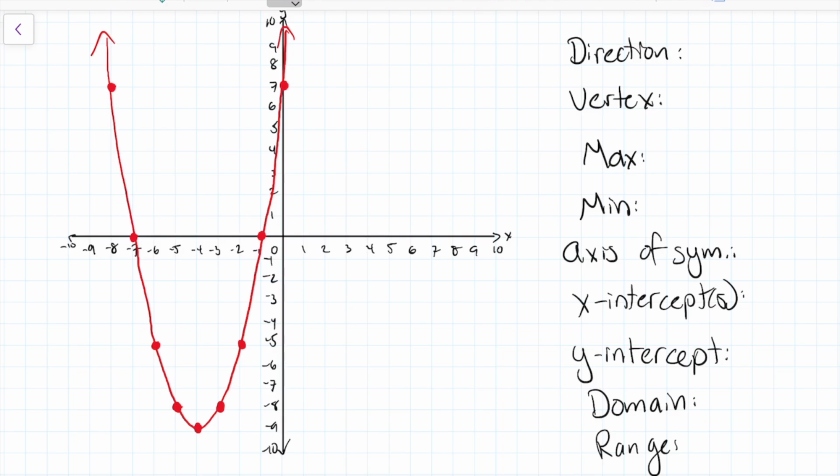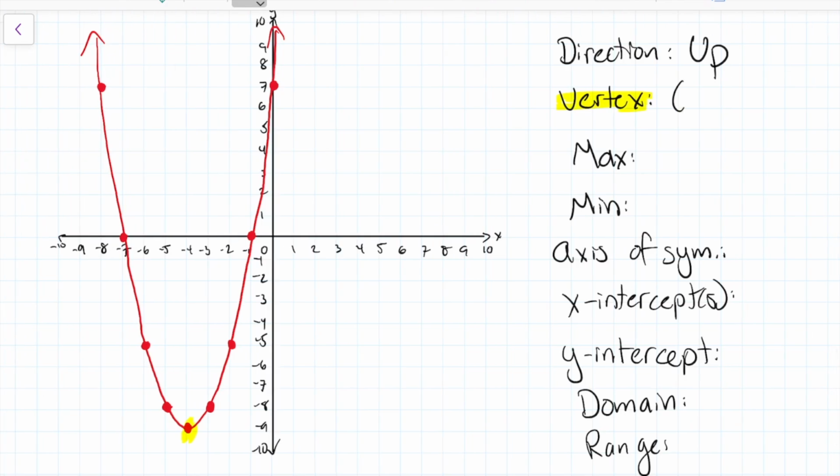And so if we're going to look at those characteristics that we've got, let's see what we can come up with. So our direction, again, this one's pretty clear. It's going upwards. Our vertex is this point way down here at the bottom. So when we're answering vertex, we're just going to answer it as a coordinate. So remember, that's going to be bracket your x value, which in this case is -4, and your y value, which is -9.